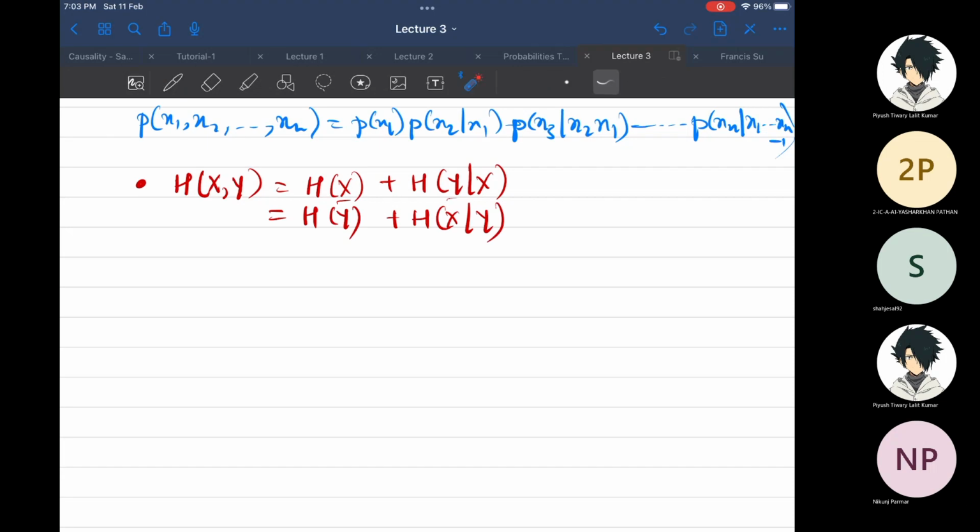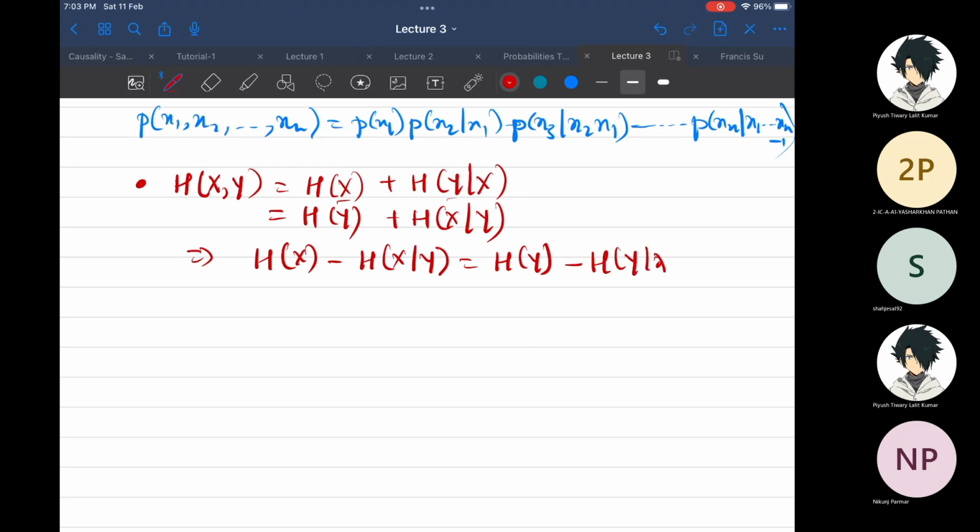There is no special thing about the x comma y pair. The ordering doesn't matter, so it is up to me how I want to write it. From this you can see that these two quantities are also equal. If you rearrange these two, what you will get is h of x minus h of x given y is equal to h of y minus h of y given x.